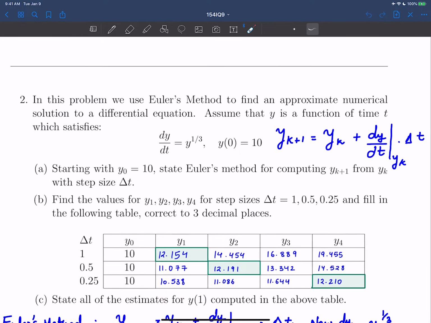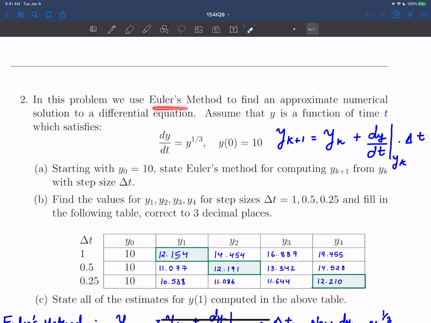So just to cover this first, we're using Euler's method to find an approximate numerical solution to a differential equation. Usually, in probably your courses, you can actually solve this differential equation, right? You learn methods to solve this. But what if we don't know? What if we can't solve it usually?